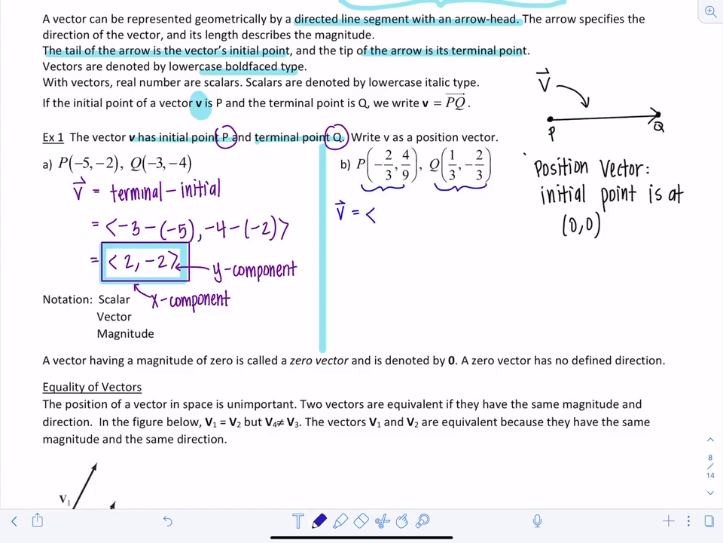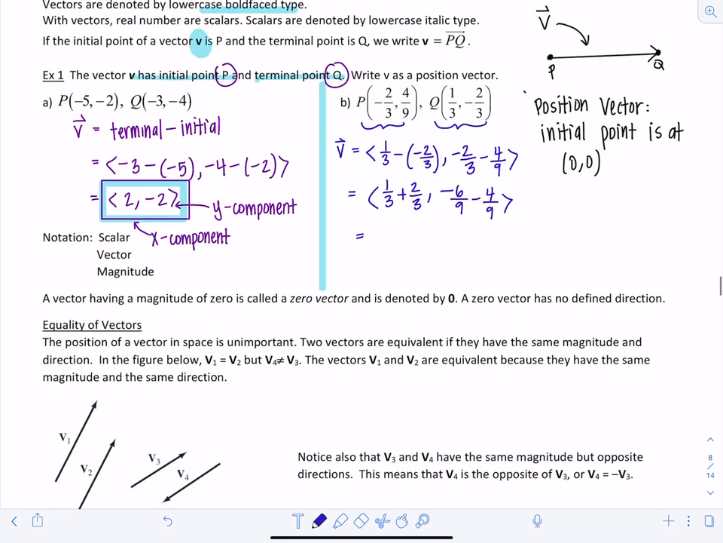So starting with X, I'm going to have 1/3 minus -2/3. And then for the new Y component, I have -2/3 minus 4/9. So 1/3 minus -2/3, that's 1/3 plus 2/3. And then -2/3 minus 4/9, that's -6/9 minus 4/9. And so the final components are going to be 1/3 plus 2/3, that's 1. And then I have -10/9 for the Y component.